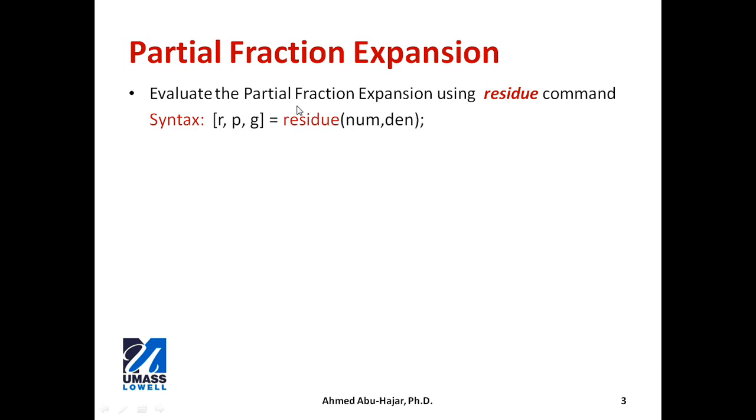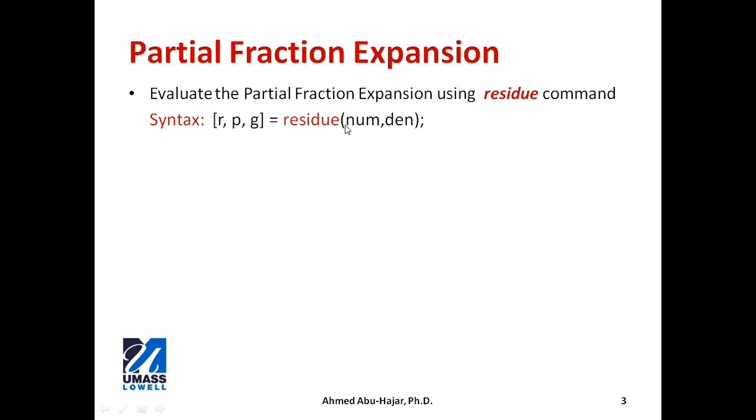When we use the residue command, we pass two vectors to it. The first vector, I called it num, stands for the numerator. And the second vector, I called it den, which stands for the denominator vector. Those vectors contain the coefficients of the polynomials in the numerator and the denominator.